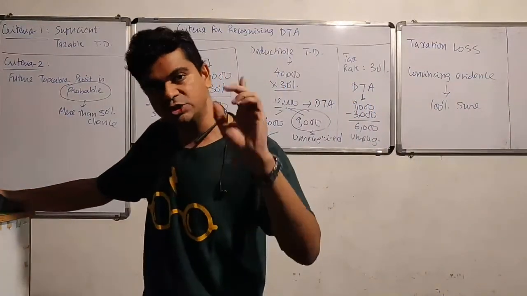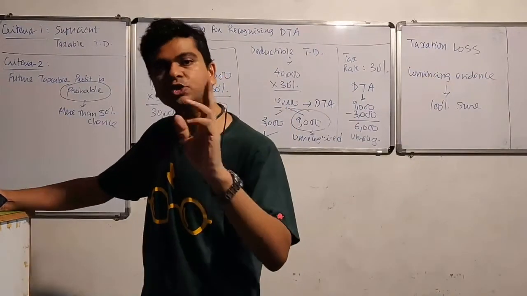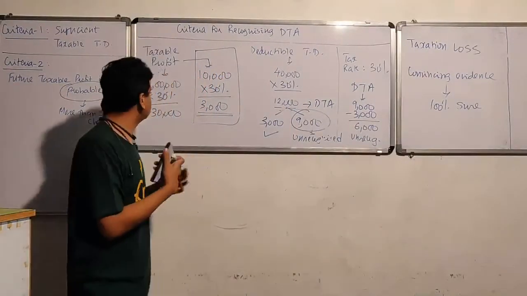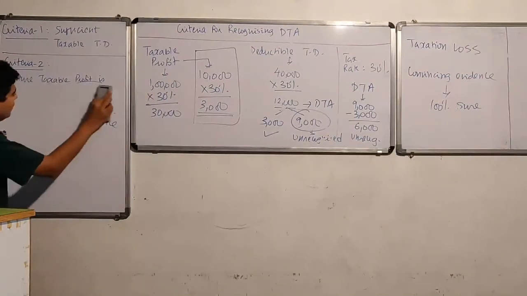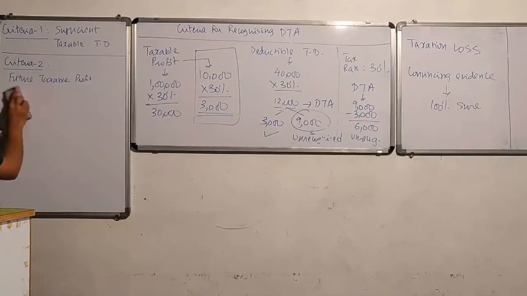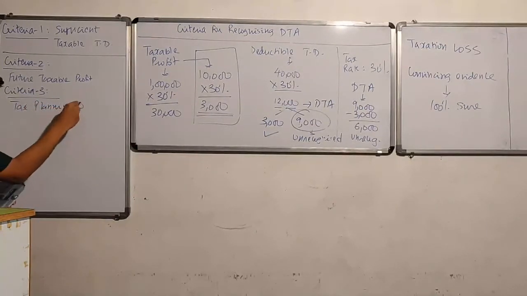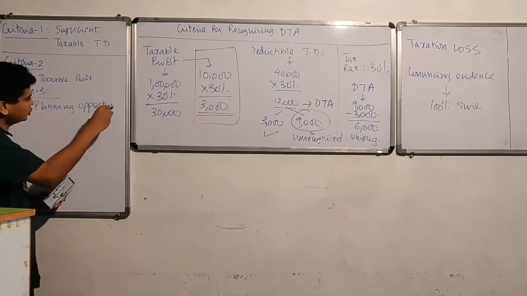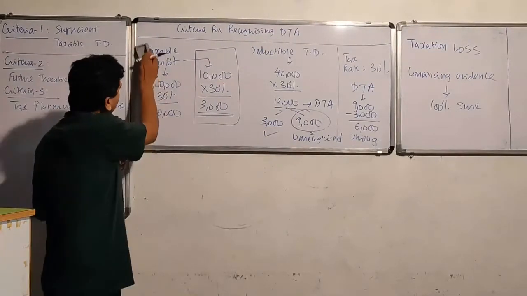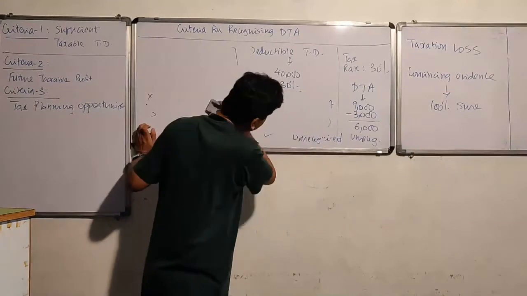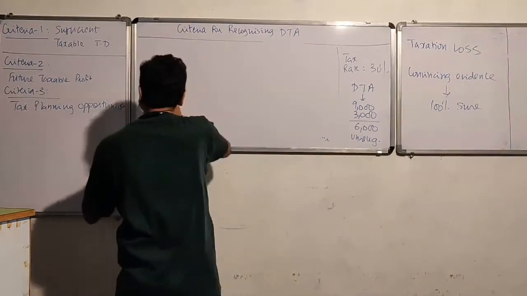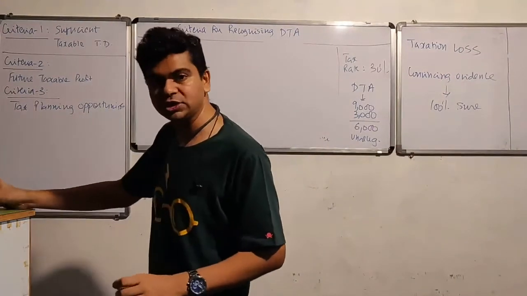Criteria number 1, that should be your first step. Criteria number 2, that should be your second step. And what is the final step, the final criteria? So here I am saying future taxable profit. That's your criteria 2. And finally, criteria 3. What's the criteria 3? Do you have tax planning opportunities in future? That is my final criteria. So I'll consider the final criteria in the form of tax planning opportunity.